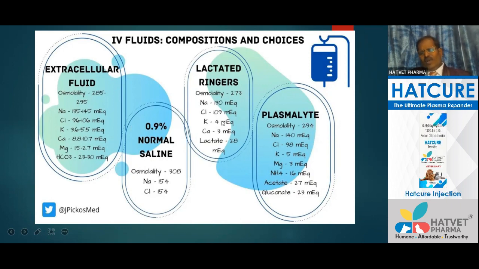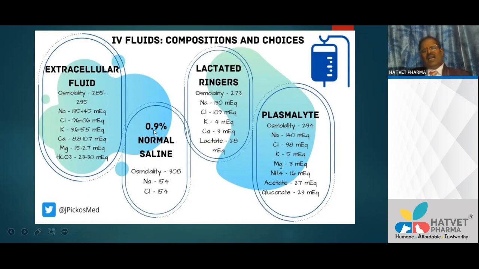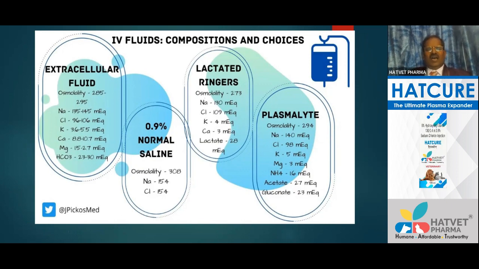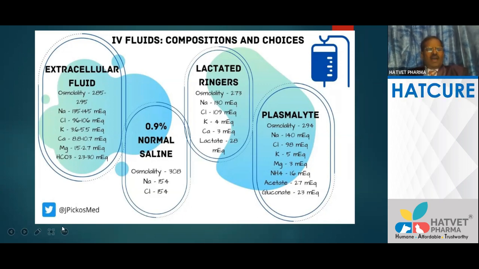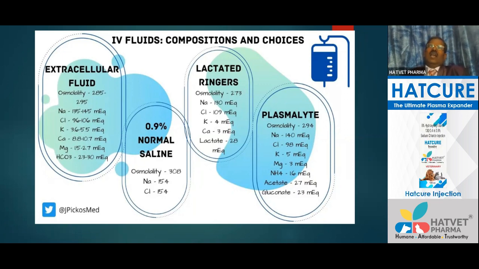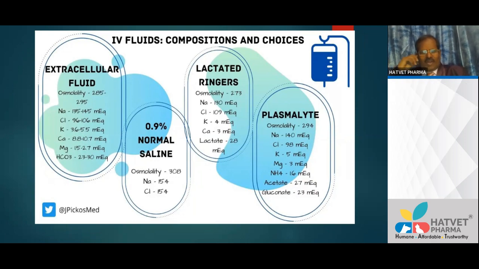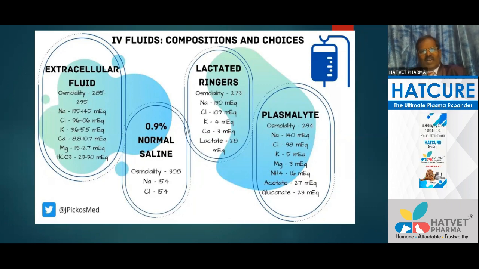The ideal fluid of choice in veterinary practice is lactated Ringer's. And when there is increased intracranial pressure, they can go for 0.9% normal saline. When there is blood loss, you can go for blood. If there is an RBC requirement, you can go for RBC. On occasions they need platelets, you can go for platelets. And in patients with cardiac and renal problems, you are not supposed to give whole blood. Depending upon the need of the patient, you can give the blood.